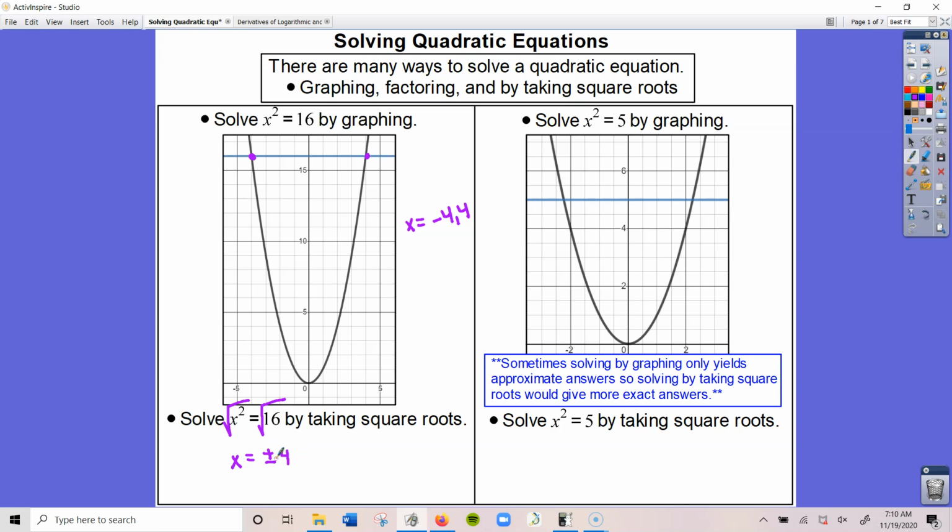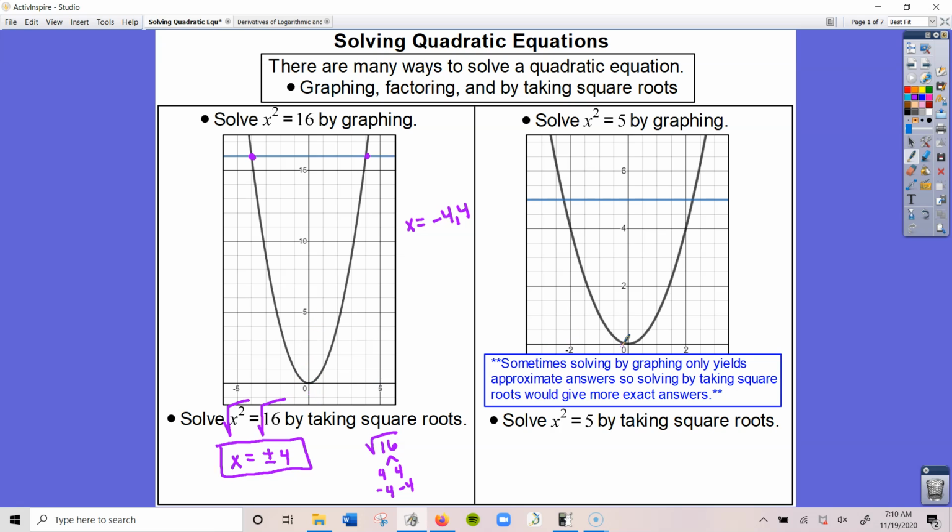And we say plus or minus because when you square root a number, such as 16, the two numbers that multiply to give you 16 are 4 and 4. Additionally, we can also multiply negative 4 and negative 4 and also get 16, which is why anytime that you square root a number, your answer is both the positive and the negative. So if we examine the graph and we solve by taking square roots, you see that you get the same answer.